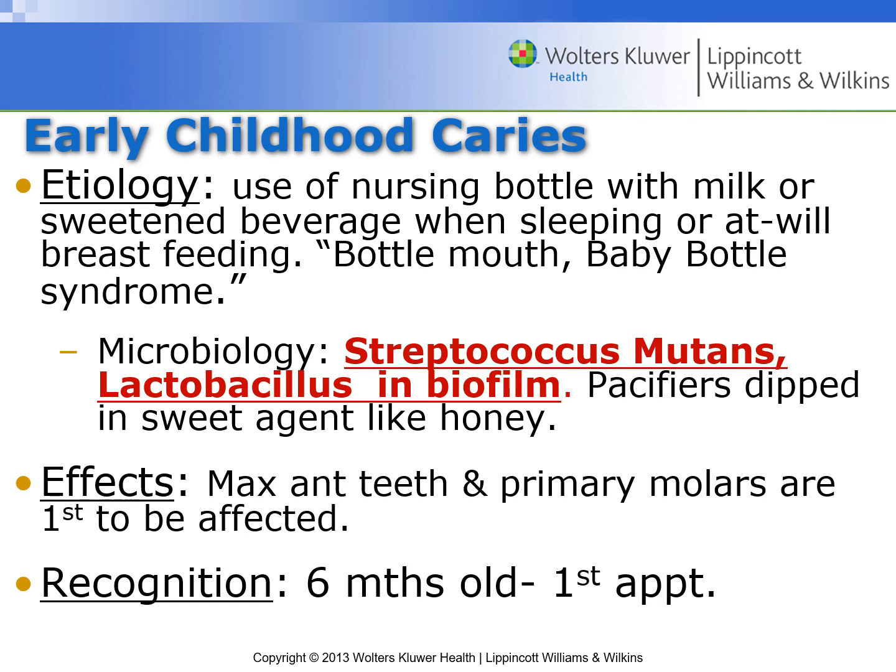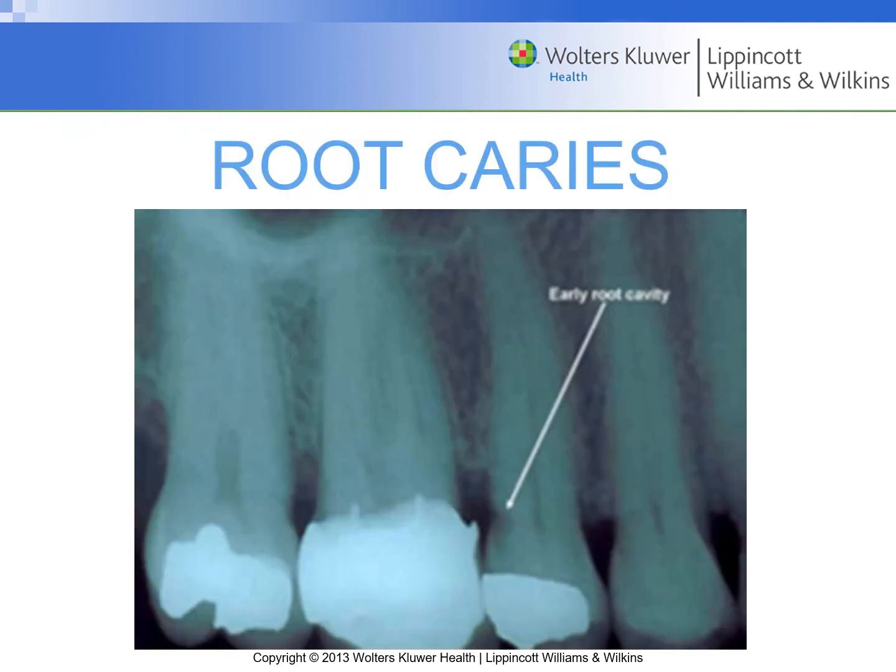Microbiology: here's Streptococcus mutans and lactobacillus again, that's in the biofilm. The biofilm isn't necessarily what's going to cause the decay, but it's the microorganisms inside there. The effects: the maxillary anterior teeth and primary molars are the first to be affected. You can recognize it at like 6 months old, even at their first appointment.